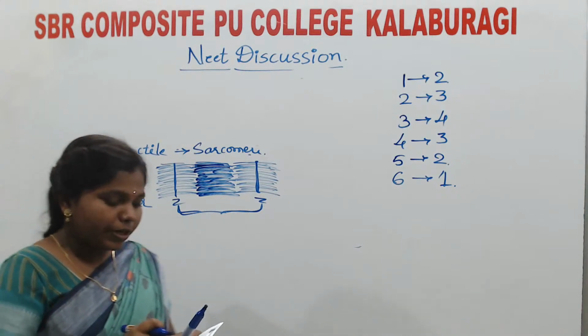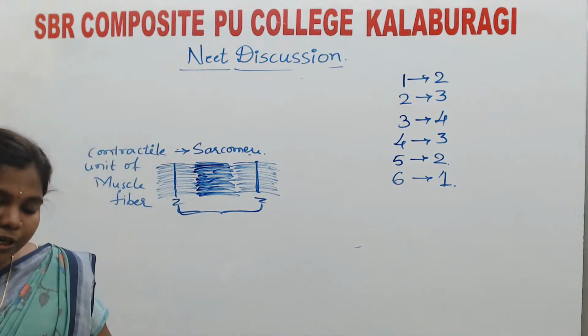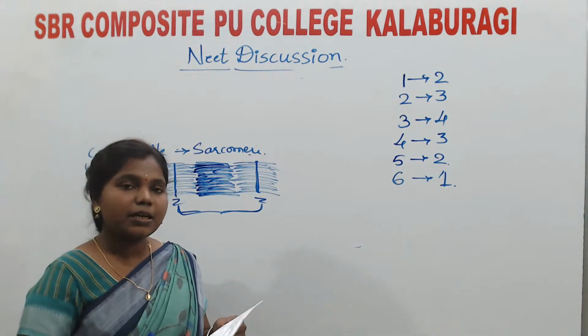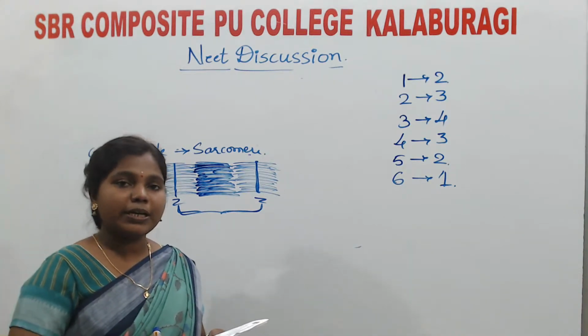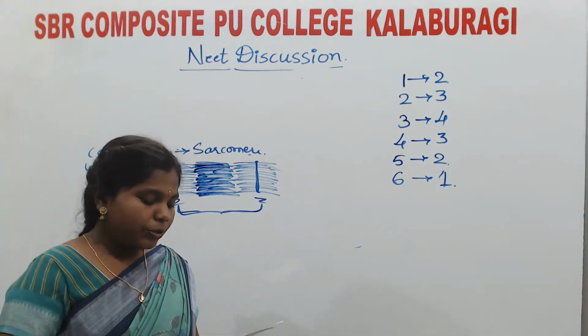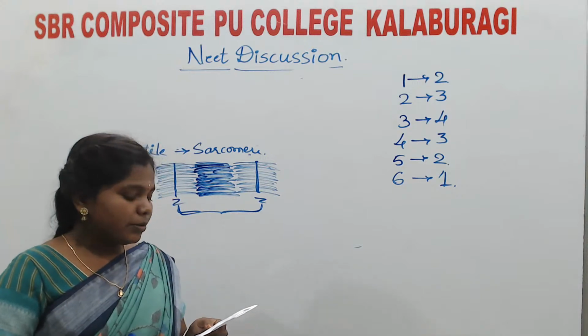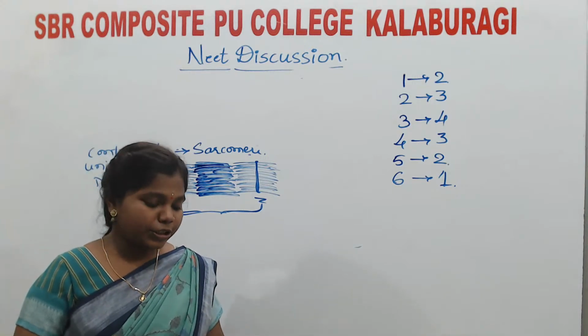And the next one they have given is aponeurosis. Just now I have told this. This is the tendon-like material which will connect the muscle tissues. So the first option is the correct answer for the sixth question.